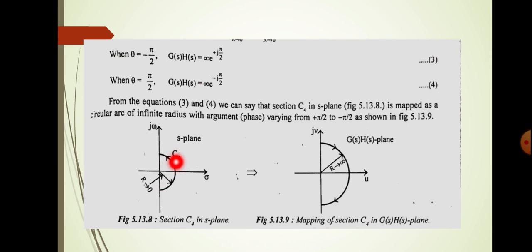So we can draw this similar nyquist contour in the G of S H of S plane in the right side. But you should remember that it is a semicircle because there is only 2 pi by 2s. So 1 pi by 2 is here, other pi by 2 is here. Also the arrow mark will be in the opposite direction. Since it goes in the anti-clockwise direction C4, this curve will go in the clockwise direction. And also we should remember that the radius will be infinity.